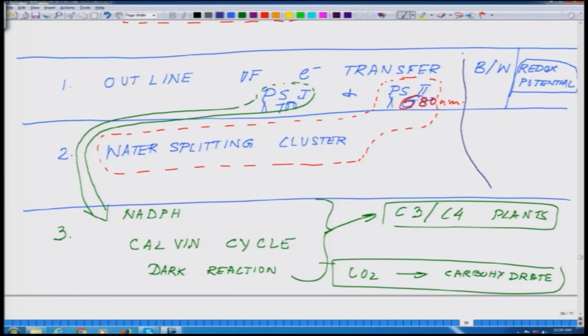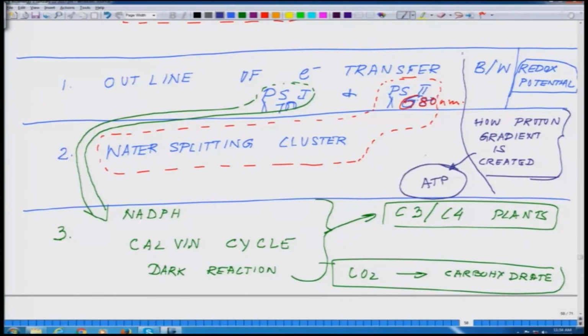Here we will also talk a little bit more about how the proton gradient is created. This is very important, so I just slipped out on it. This is another thing we will be talking about, which actually leads to generation of ATP.